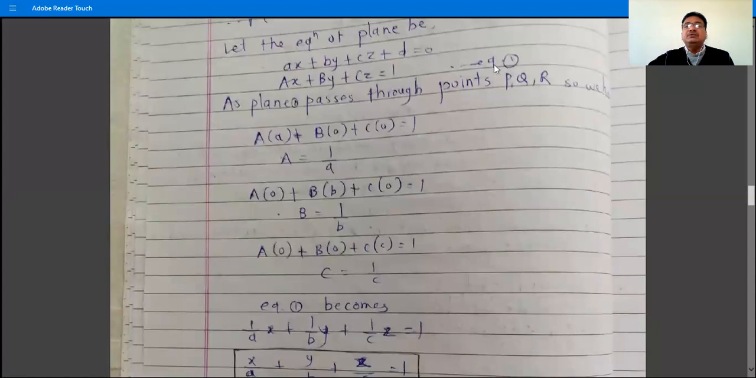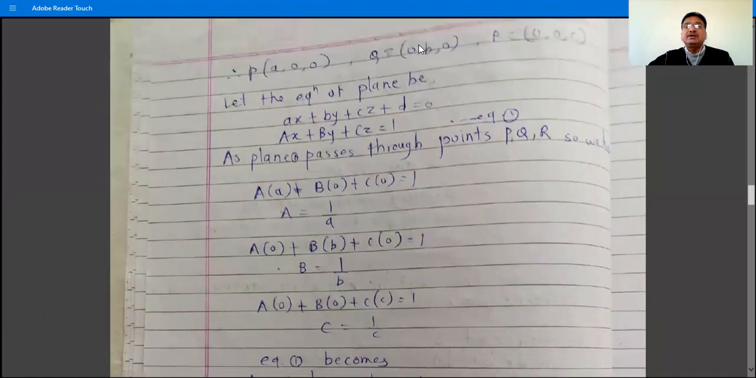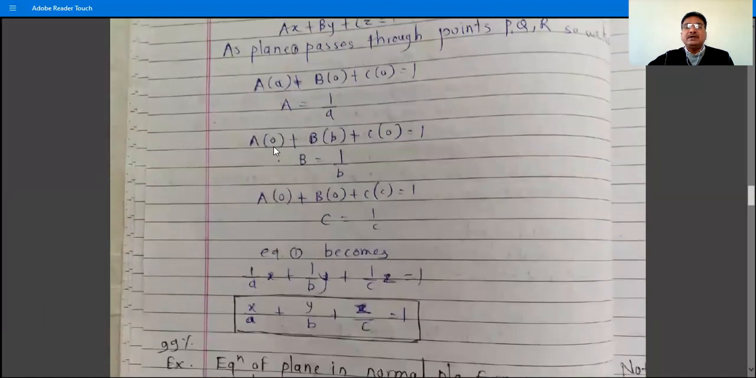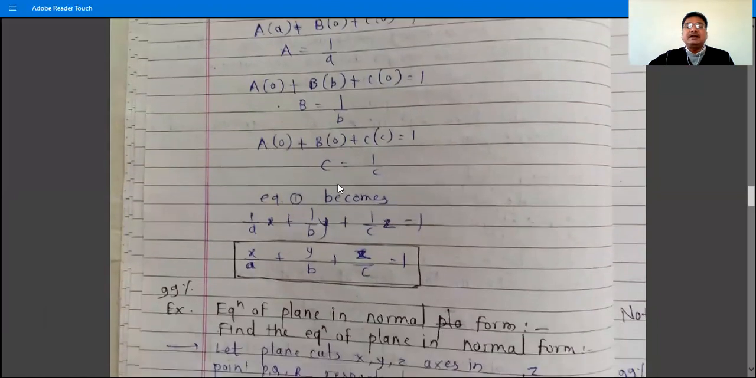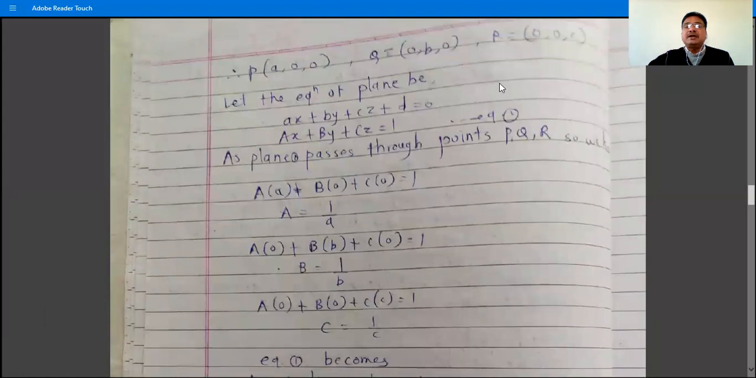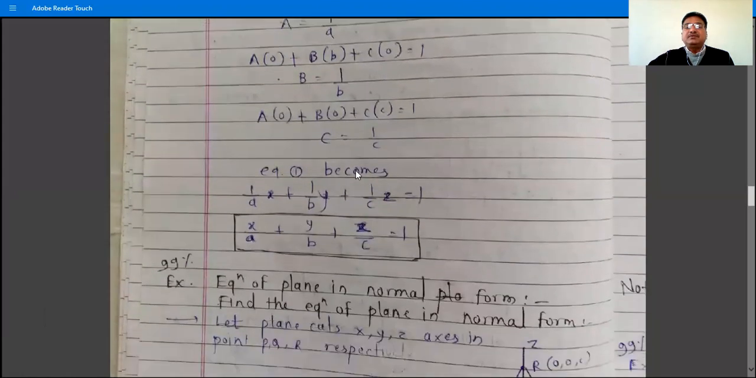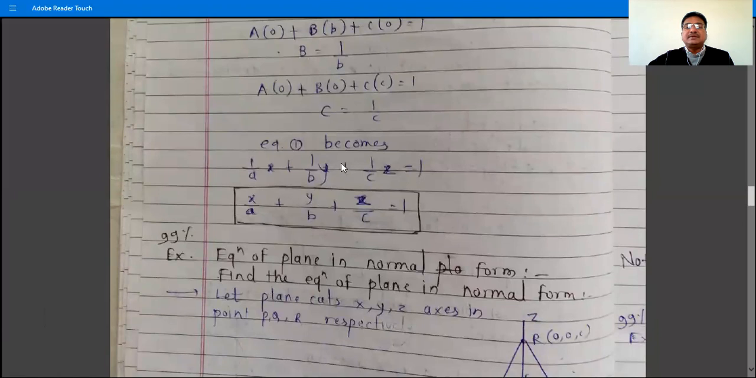Also the point Q satisfies equation 1. What are the coordinates of Q? 0, b, 0. So A into 0 plus B into b plus C into 0 is equal to 1, and so capital B is 1 by b. Similarly, R also lies on the plane, so R satisfies the equation of the plane: A into 0 plus B into 0 plus C into small c is equal to 1, and so capital C is 1 by c.